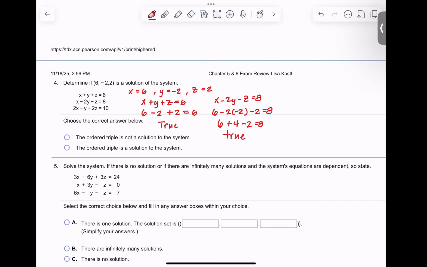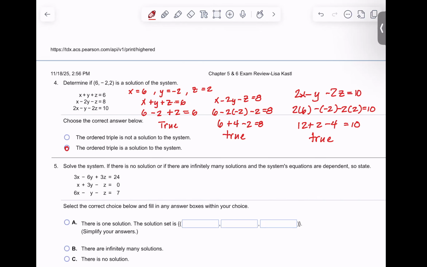And let's put it in the last equation. So 2x minus y minus 2z is equal to 10. So we have 2 times 6 minus a minus 2 minus 2 times 2. Is that equal to 10? We have 12 plus 2 minus 4. And yes, that is equal to 10. That is true. So yes, this ordered triple is a solution.